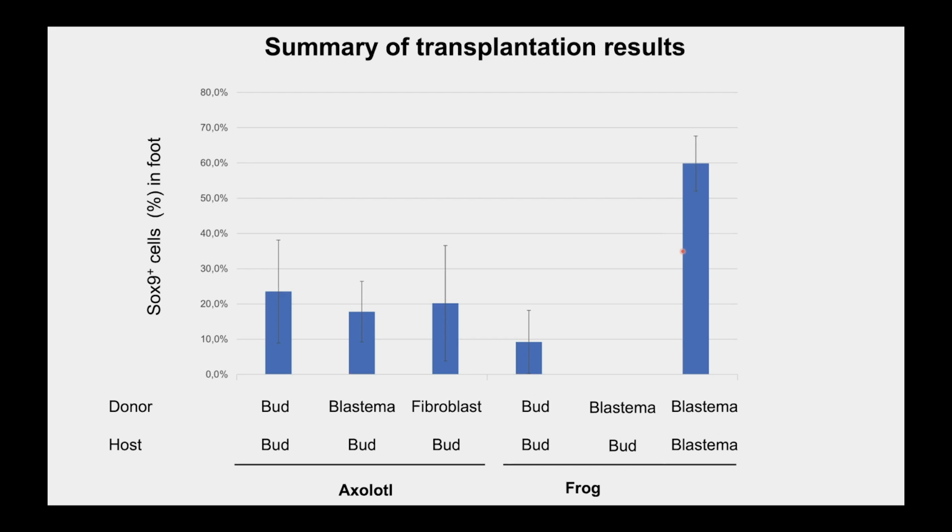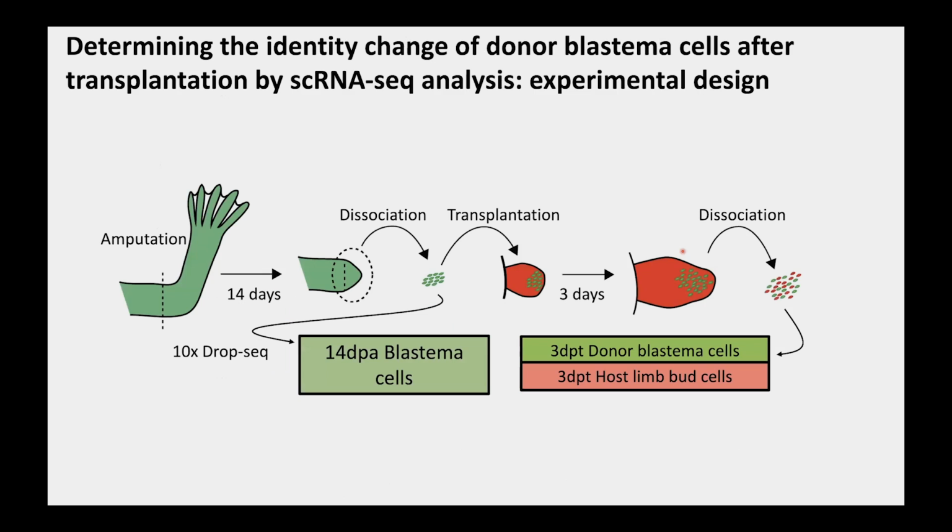So we wanted to understand this further on a molecular level, and so we took the blastema cells from a Venus-expressing Xenopus, transplanted them into the limb bud of a Xenopus that was expressing tdTomato, gave the cells 3 days to adjust to their environment, and then we dissociated and single-cell sequenced this limb bud.